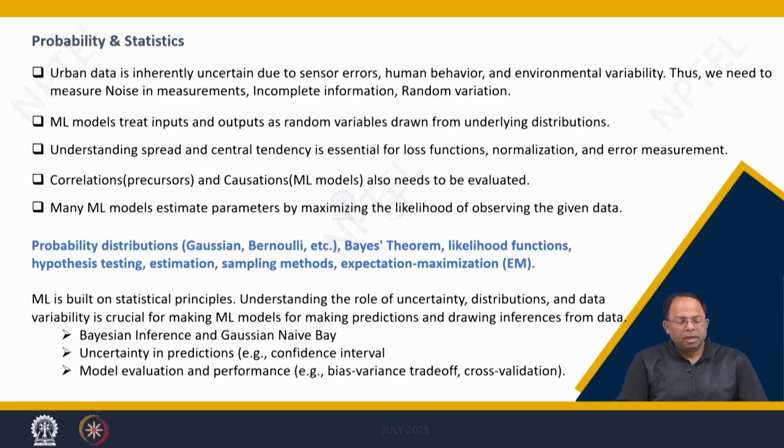Then we use confidence intervals, right? For understanding the uncertainty in prediction. Then model evaluation and performance, like the bias variance trade-off, cross validation, all these things we could do using machine learning, probability and statistics.